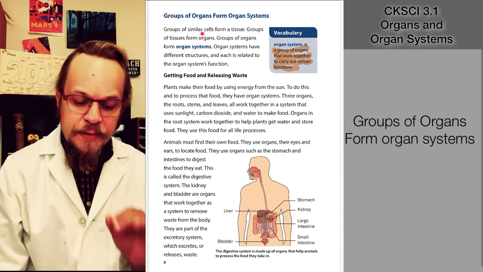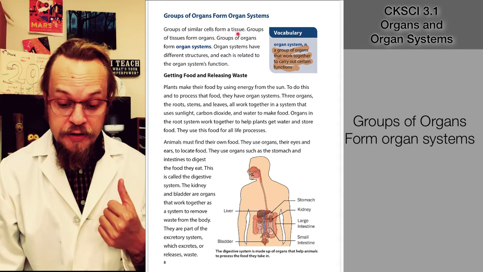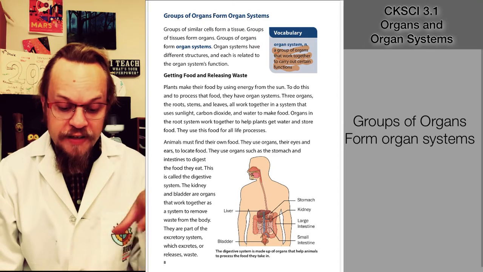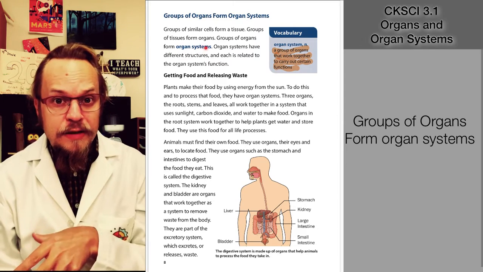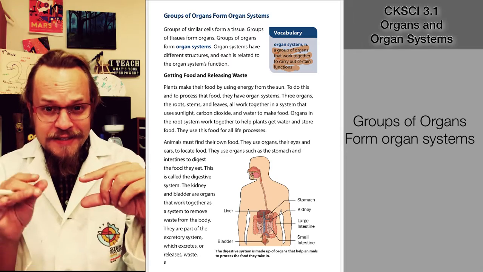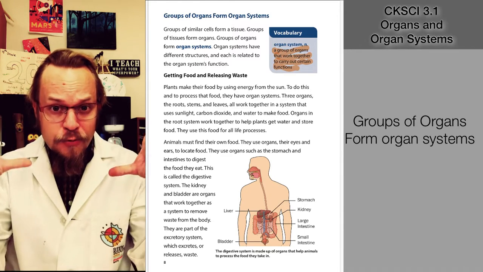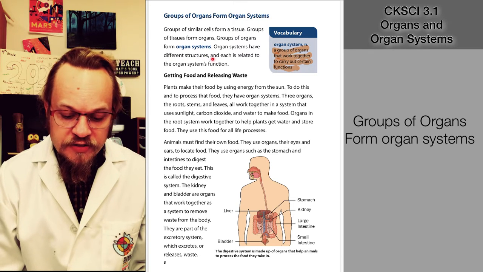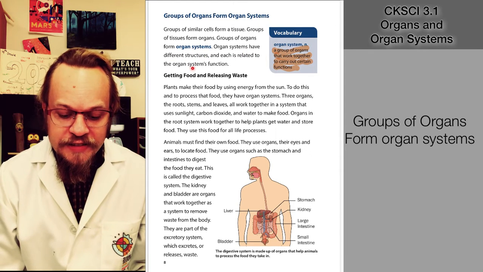Groups of similar cells form a tissue. Groups of tissues form organs. Groups of organs form organ systems. This all goes into that biological organization, from the smallest cells to tissues to organ systems. Organ systems have different structures, and each is related to the organ system's function.